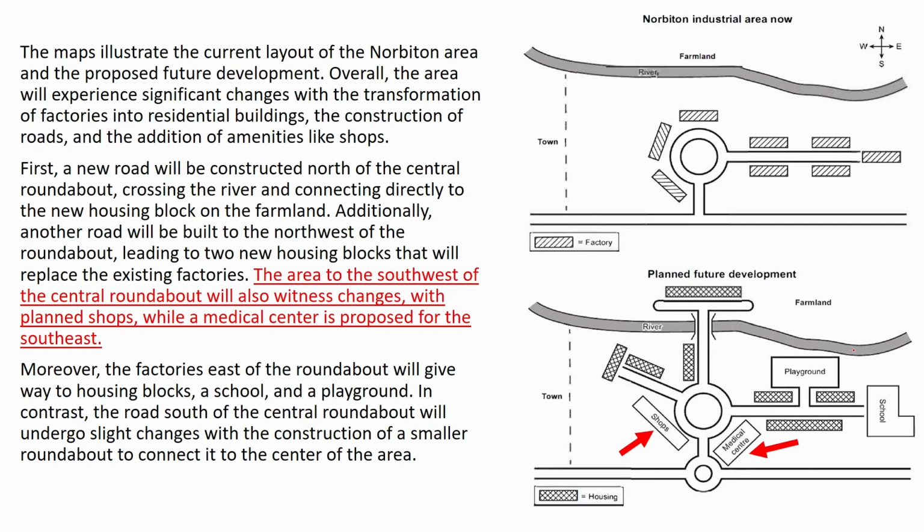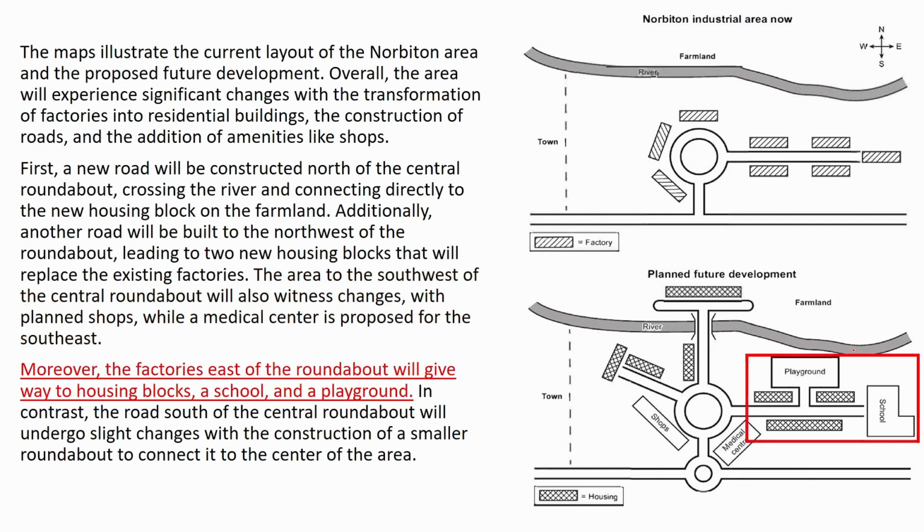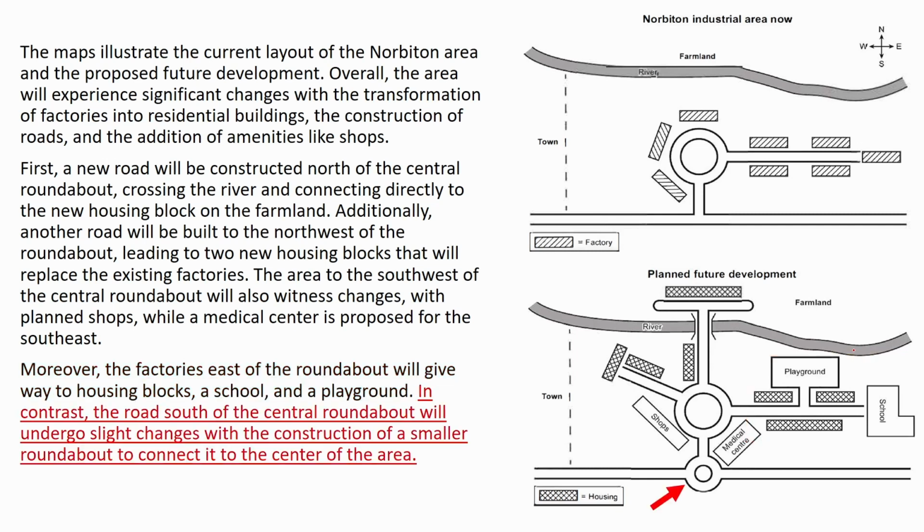Now, we also have some important changes in the east. Moreover, the factories east of the roundabout will give way to housing blocks, a school, and a playground. And also the south of the map. In contrast, the road south of the central roundabout will undergo slight changes with the construction of a smaller roundabout to connect it to the center of the area.